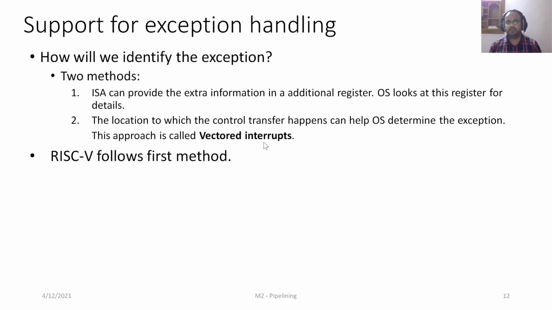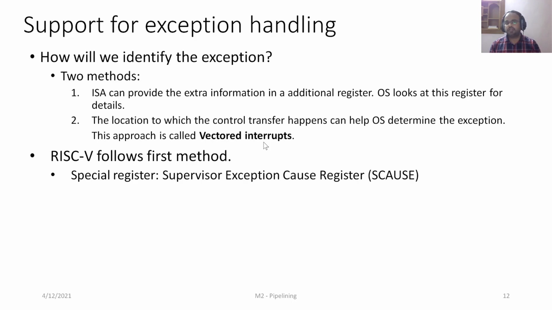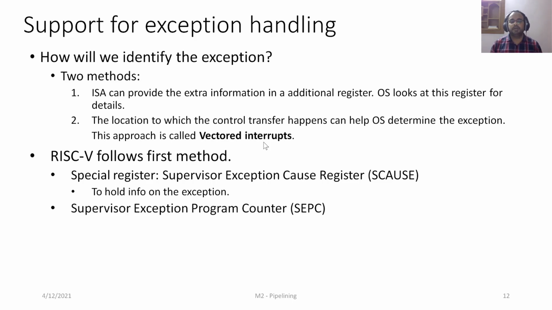RISC-V follows the first method, wherein some additional register is given, which will be checked by the OS. That additional register, like I explained in the previous slide, is called SCAUSE, the Supervisor Exception Cause Register. This will hold the information on the exception. And the place where the PC of the faulting instruction, or the instruction where we need to restart the execution, is stored is called, I think in the previous slide I spelled it wrongly, it is SEPC, Supervisor Exception Program Counter.